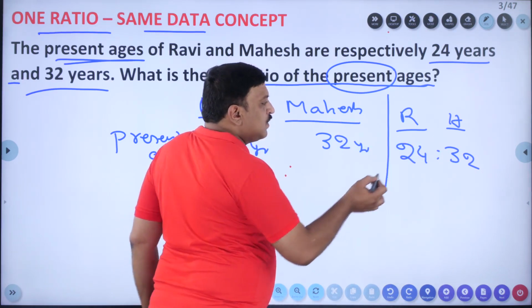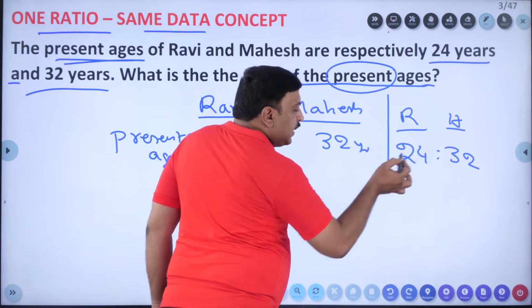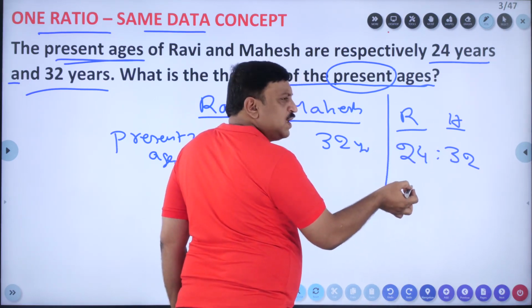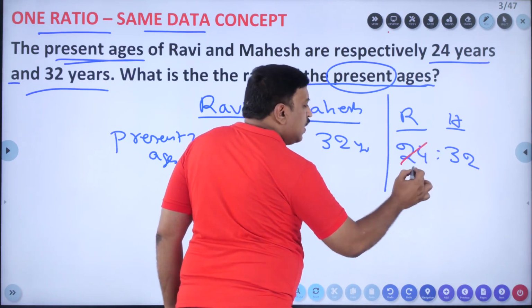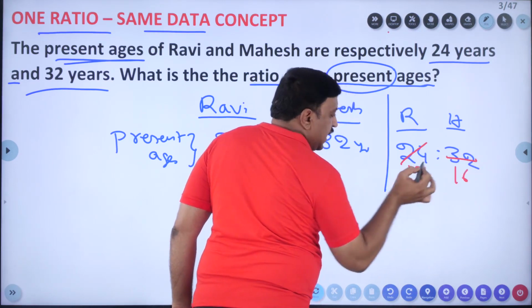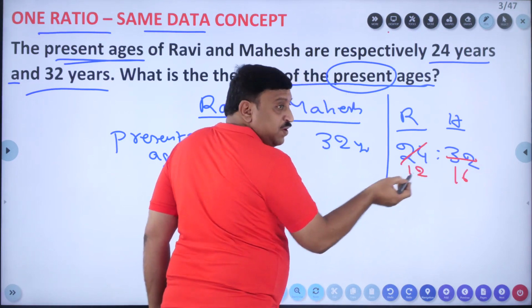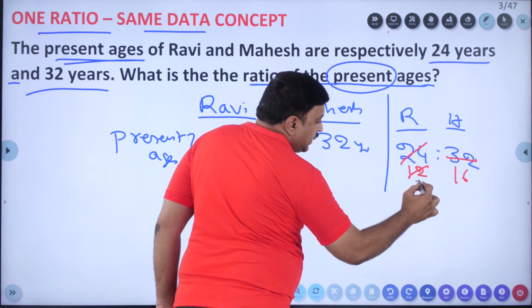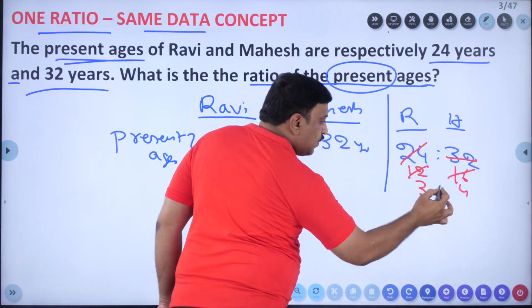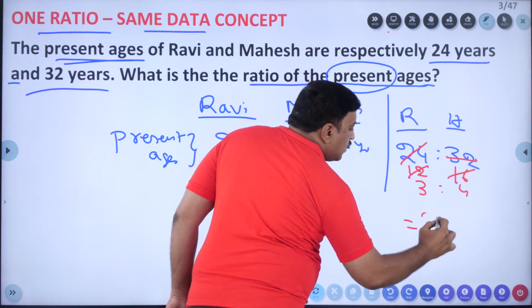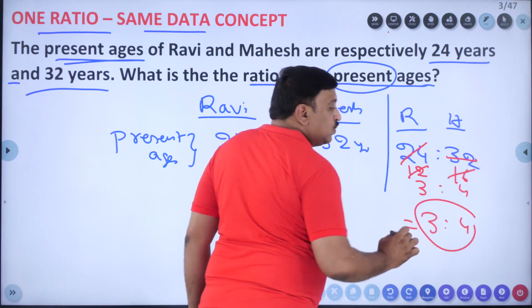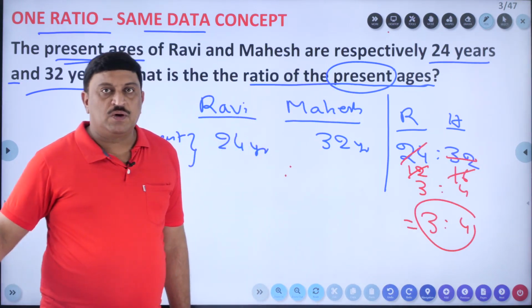How to go with this one? 24 is to 32, what goes into both 24 and 32? Okay, let it be 2 only. Let us start with 2. 2 12s, 2 16s. Again, 12 and 16, 4 goes now. So 4 3s, 4 4s. Okay, 3 is to 4, over. We can't go further with this one. So your answer is 3 is to 4. Instead of saying 24 is to 32, we can say 3 is to 4.